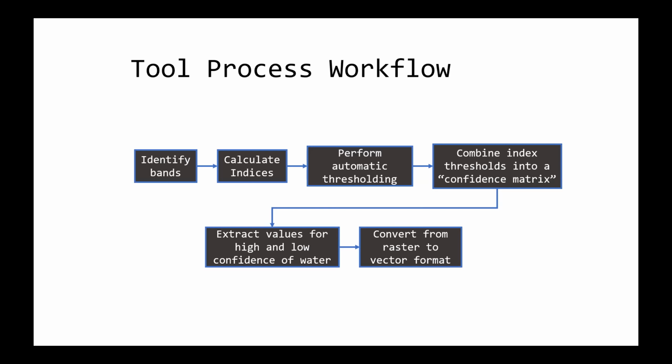And finally, once we've decided what our high and low confidence of water is, we extract those values, and the tool outputs both a higher confidence layer, representing higher confidence of water, and a layer representing lower confidence of water, in both vector and raster formats.